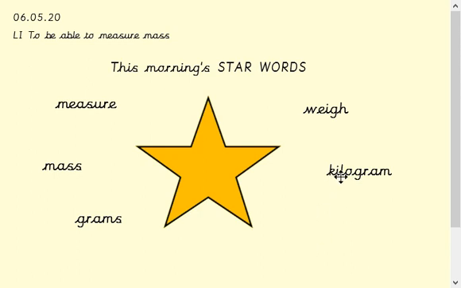Okay, so this gives you a clue that a kilogram is 1,000 grams. There are 1,000 grams in a kilogram. That's a key piece of information for this morning's lesson and something you must remember.